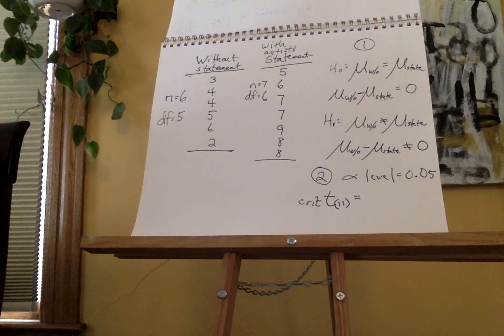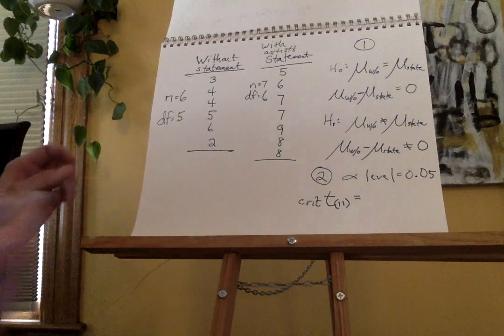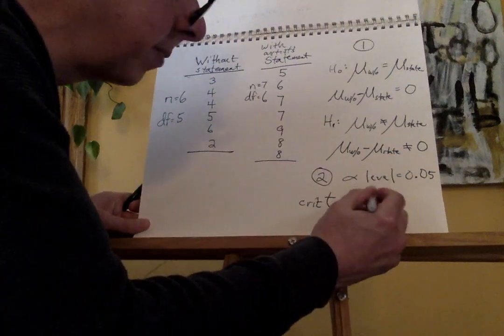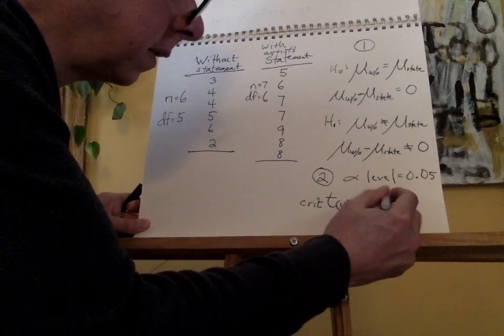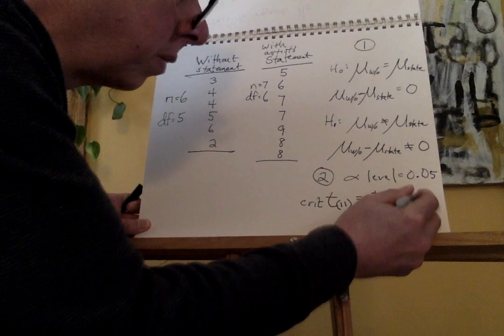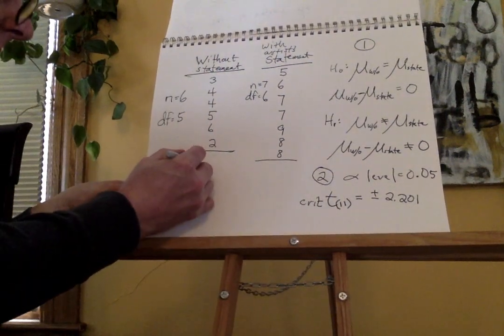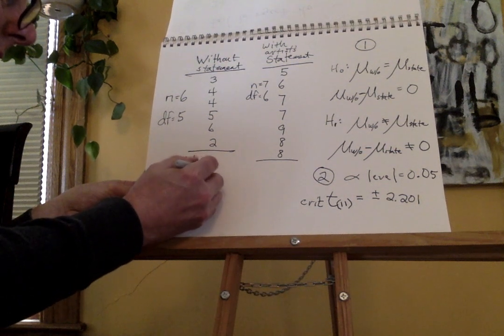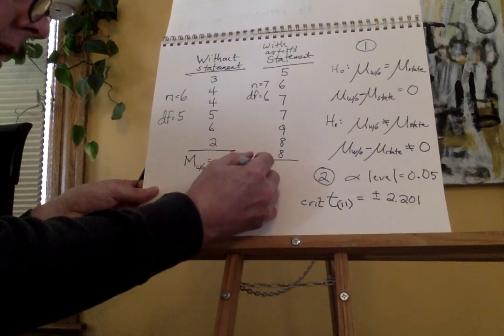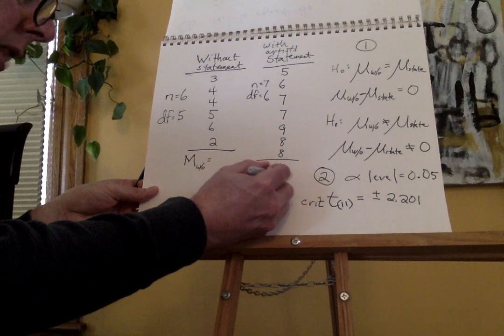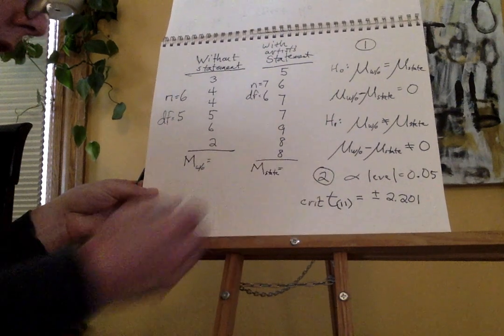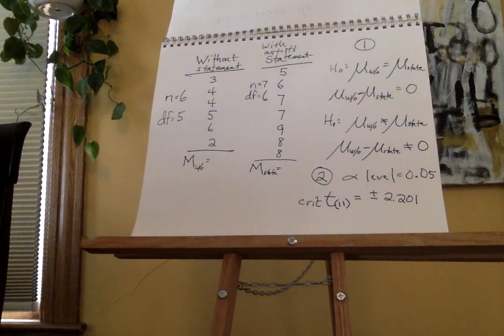Everybody with me here in my book? 2.201. So that's the critical value, plus or minus 2.201. Okay. I want to get the mean for my group without the artist statement, my mean for the group with the artist statement. We know we're going to need those. That's basically the ultimate question. So let's see if we can do this right.